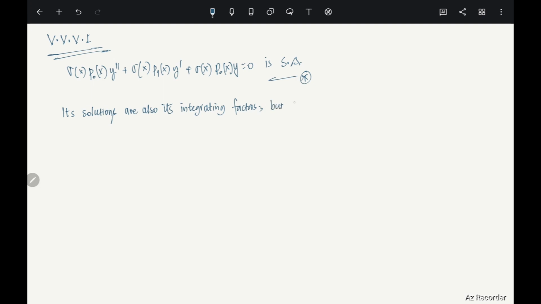But since star is essentially 1 multiplied by sigma x, what does that imply? That will imply that the solutions of star are the same.